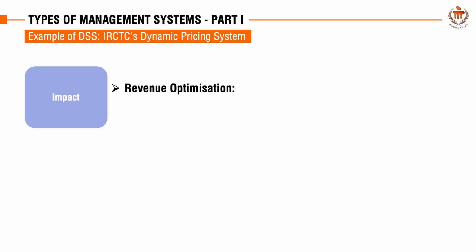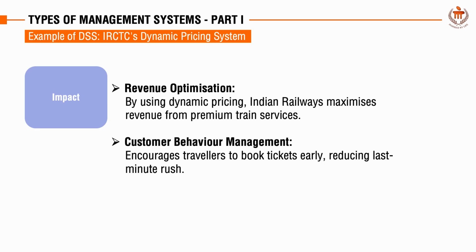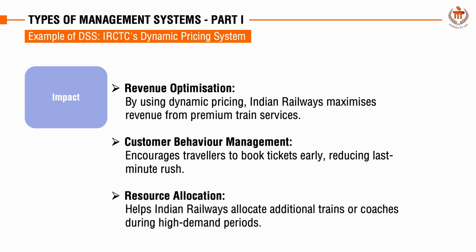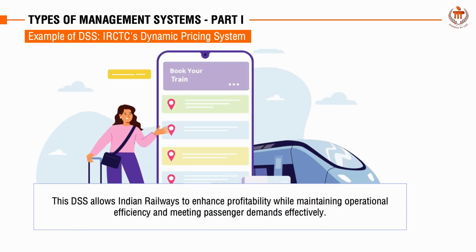Impact: revenue optimization. By using dynamic pricing, Indian Railways maximizes revenue from premium train services. Customer behavior management encourages travelers to book tickets early, reducing last-minute rush. Resource allocation helps Indian Railways allocate additional trains or coaches during high demand periods. This DSS allows Indian Railways to enhance profitability while maintaining operational efficiency and meeting passenger demands effectively.